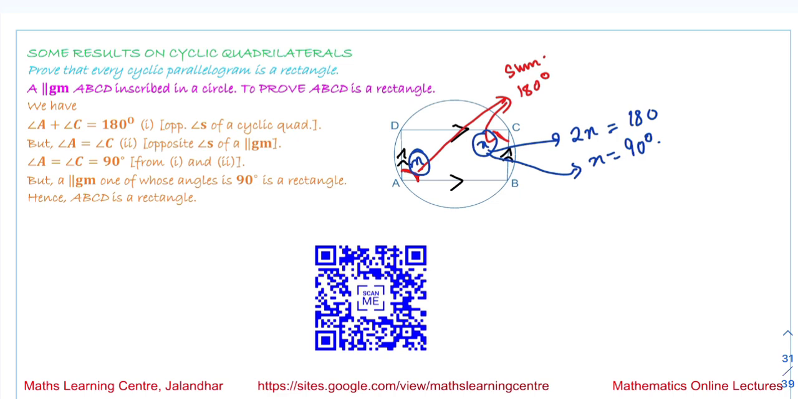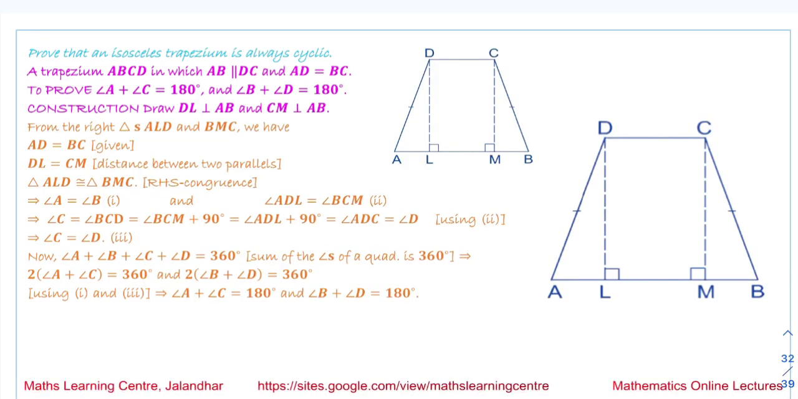Now next we have to prove that an isosceles trapezium is always cyclic. So we are saying an isosceles trapezium is given to us. Isosceles trapezium means we are talking about this side AD and this side BC. These two sides are equal to each other. Then we have to prove that this trapezium is cyclic, that is, a circle is there which passes through the points A, B, C and D. So to prove this, we have to prove that the sum of these opposite angles A and C, and the sum of angles B and D, is 180 degrees.